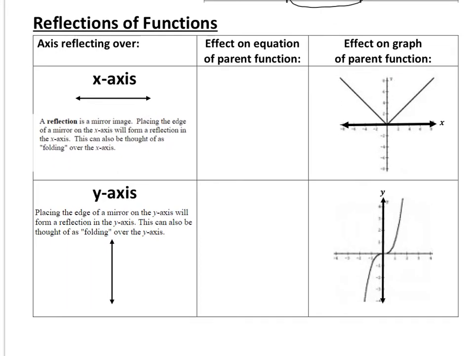To reflect over the x-axis, and let's just review what a reflection is here. A reflection is a mirror image. So if you place the edge of a mirror on the x-axis, it'll form a reflection in the x-axis, and this can also be thought of as folding over the x-axis. And here's how you do it. What you have to do to the function is add a negative in front of it. So the function goes from this to this.